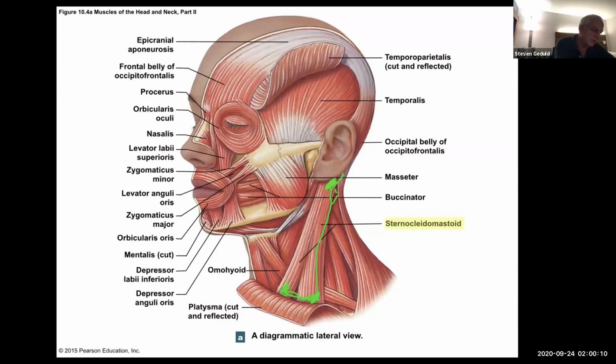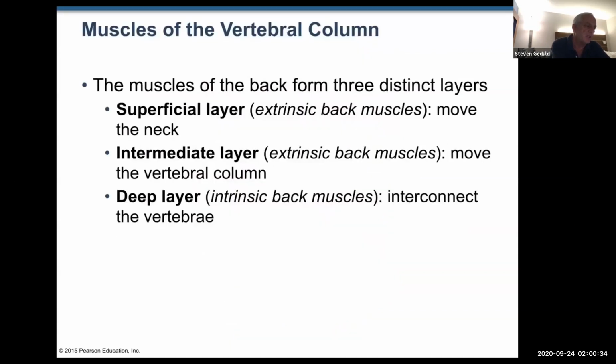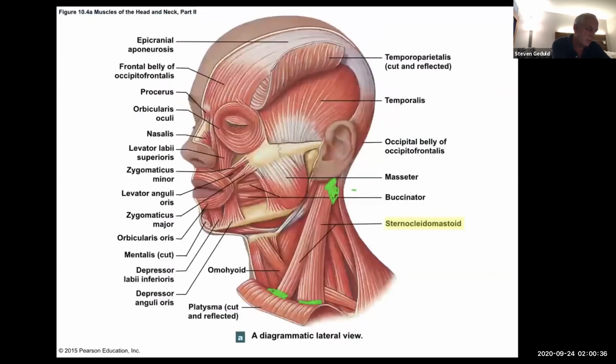Let me do this here. A little bit better. Okay, this right here is where your sternum attaches. This is where your clavicle attaches. And this is where it attaches to the mastoid process. You see three points of attachment. So it attaches to your mastoid process, attaches to your clavicle, runs across here, and then to the manubrium of the sternum. There's the sternocleidomastoid muscle.